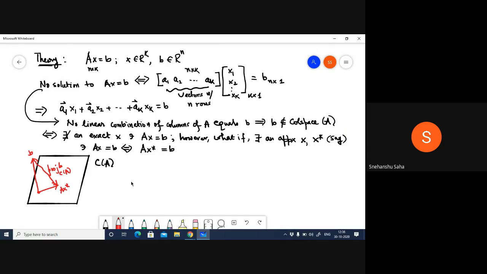Now this clearly implies that in order to solve this problem, solving Ax equal to B means that what you are trying to do is minimize the distance between B and Ax. What we hope is that if this minimum distance becomes 0, then X is called an exact solution to the system.